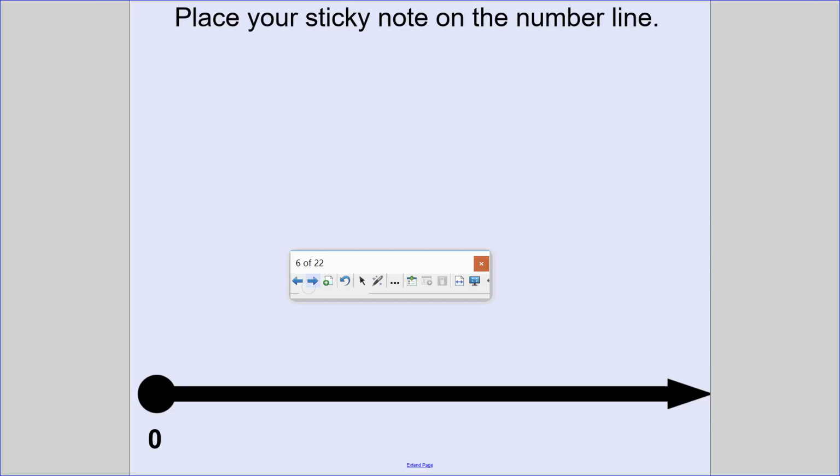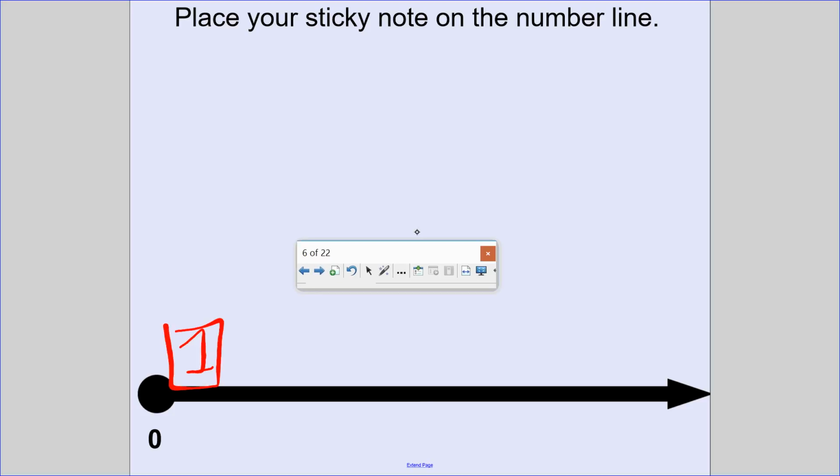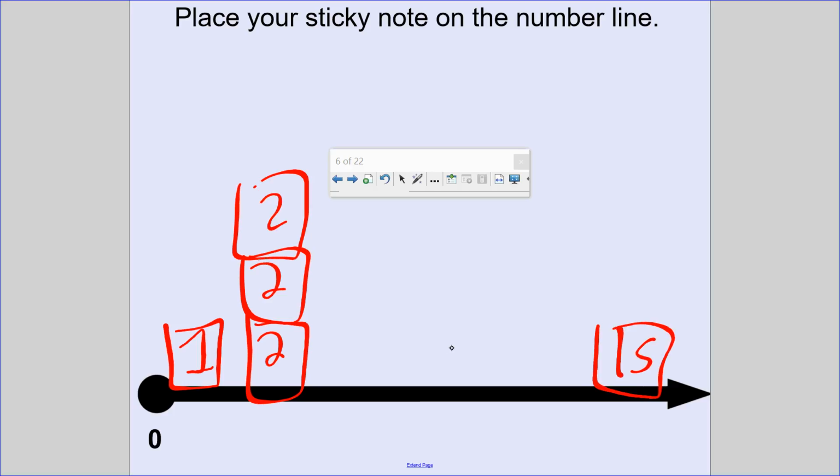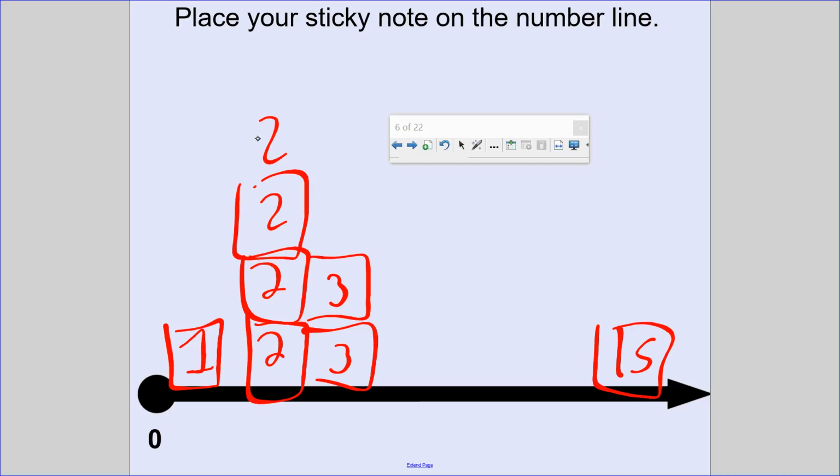So then you're going to place your sticky note on this number line. So my sticky note will go right smack here. Let's just say someone's sticky note is here, here, here. Whoops, that's a 2, by the way. And let's say someone had a 15. This is a 3, 3, 2, and I guess we'll just stop right here.